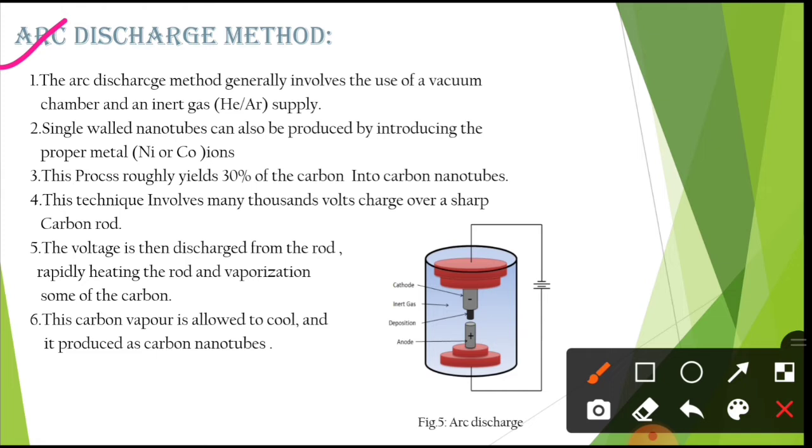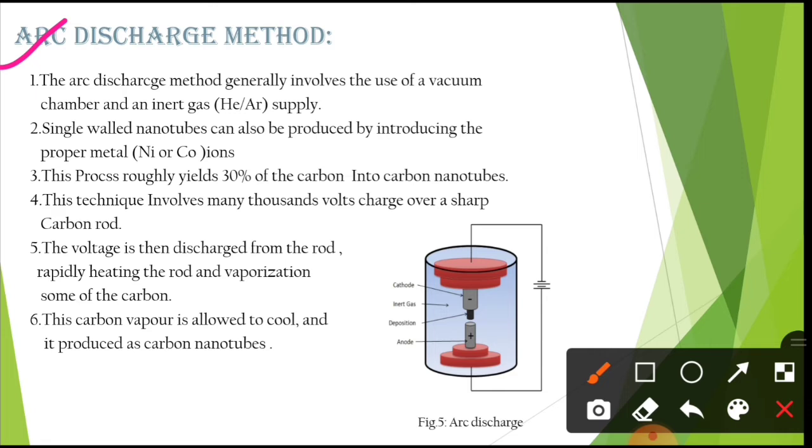We can see here there is a vacuum. So there is a vacuum created within a cell. In the cell one glass tube is there. In that glass tube anode and cathode are there. The cathode is negatively charged, connected to battery negative. At the cathode a simple graphite rod is connected. So this chamber is vacuum.